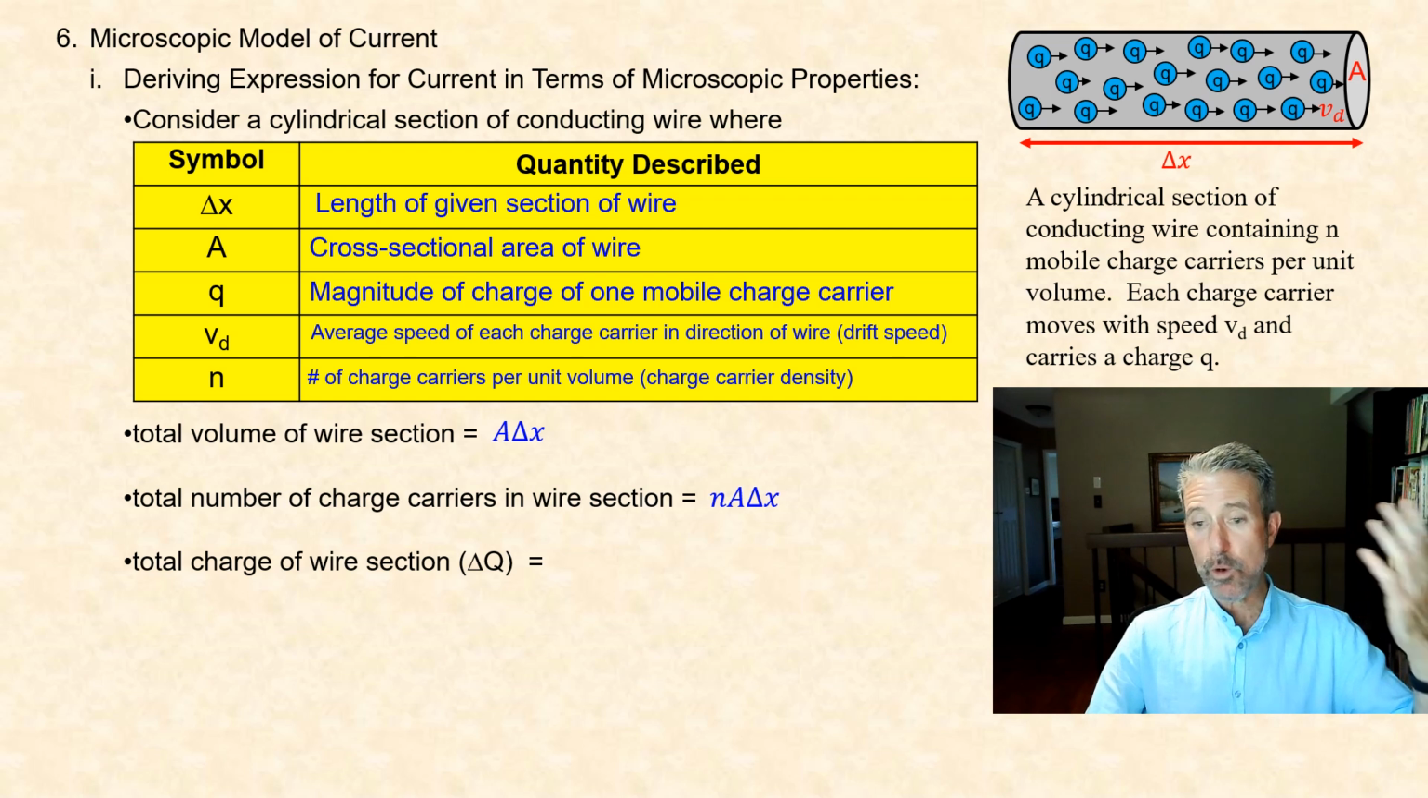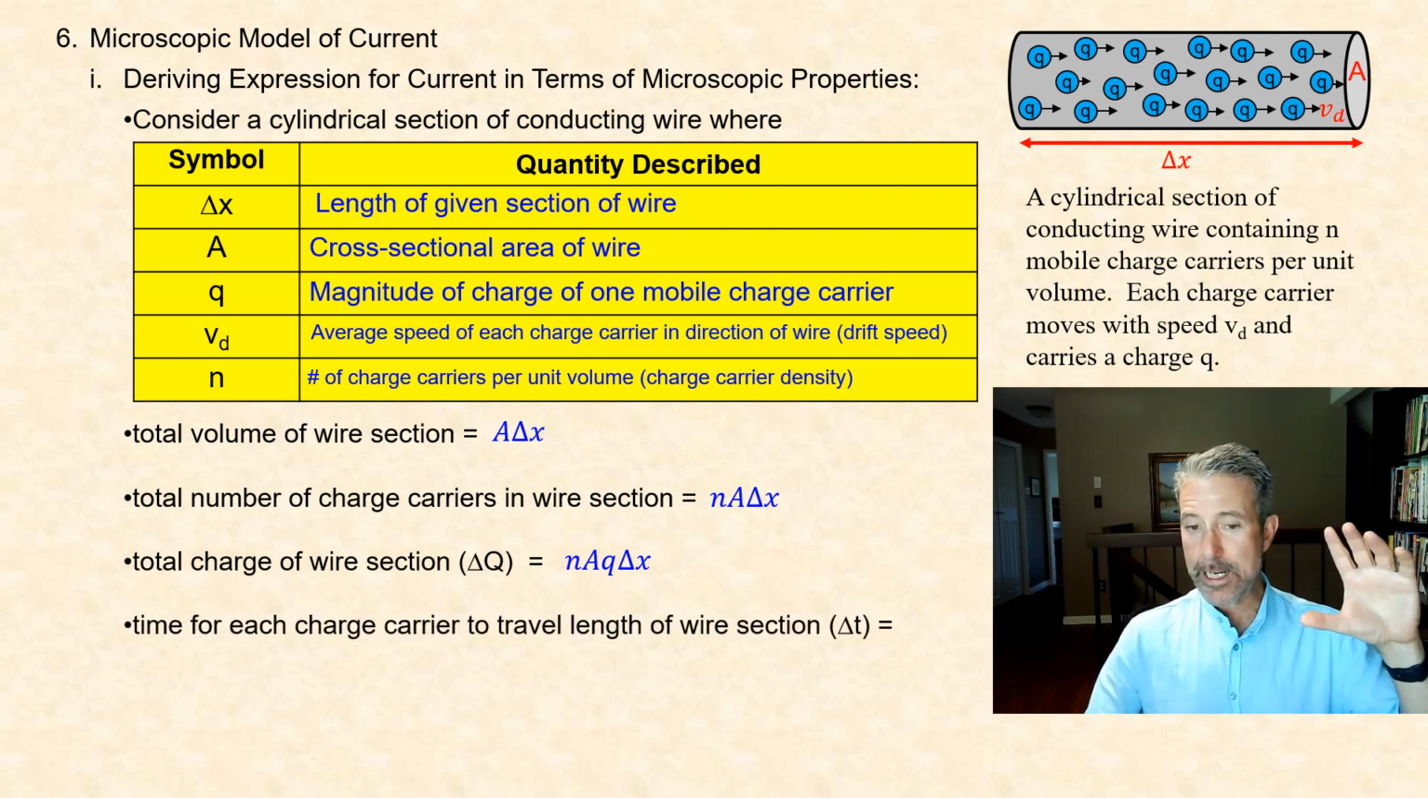From there, what we're really interested in is the total amount of charge in that wire section. So multiplying the total number of charge carriers by the charge of each charge carrier, we get this expression for the total charge in that cylindrical section of wire. So n A delta x is the total number of charge carriers. Multiply that by the charge of any given charge carrier q, and we now have an expression for the total charge of all the charge carriers in that wire section.